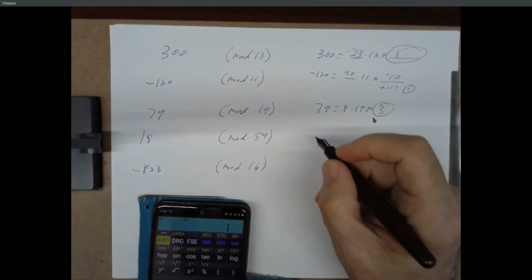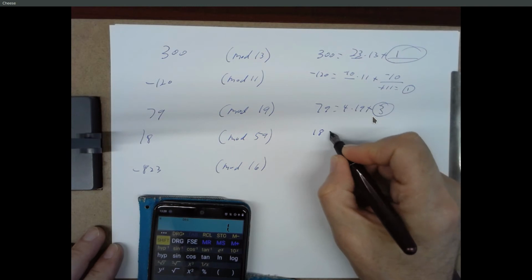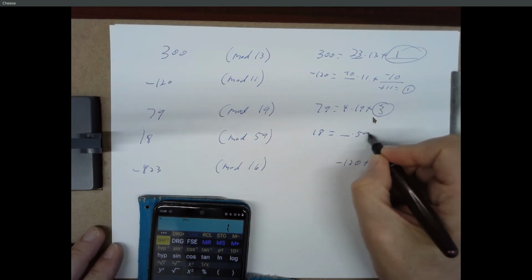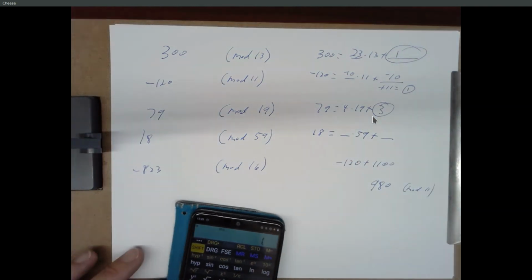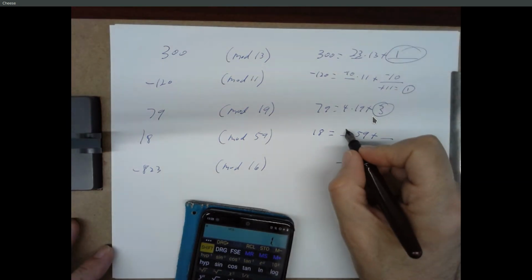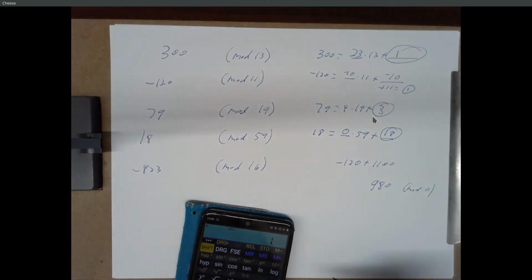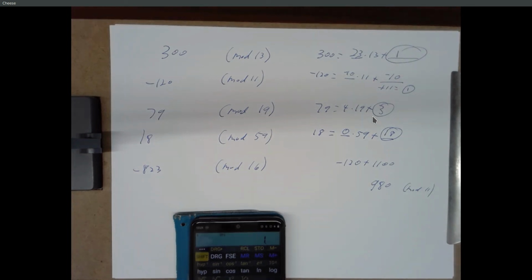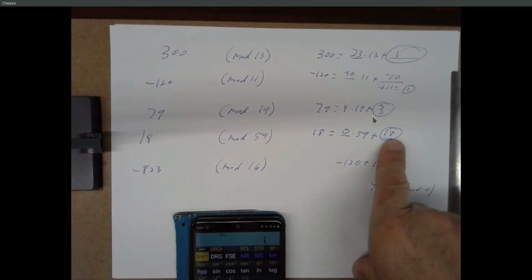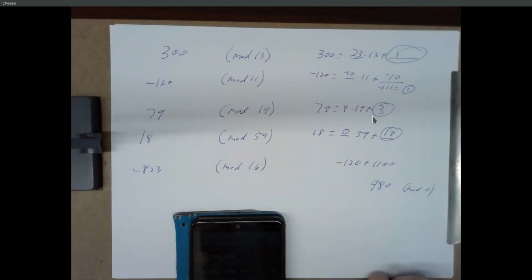18 mod 59 is just kind of subtly tricky. 18 equals something times 59 plus something. Well, 59 goes into 18 zero times, and you've got 18 left over, so this is just 18. And anything mod something bigger is just that original anything. Right, because this is a valid number between 0 and 58. Does that make sense? That one's always a little disconcerting.